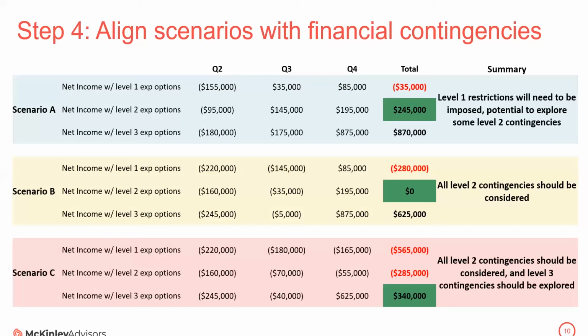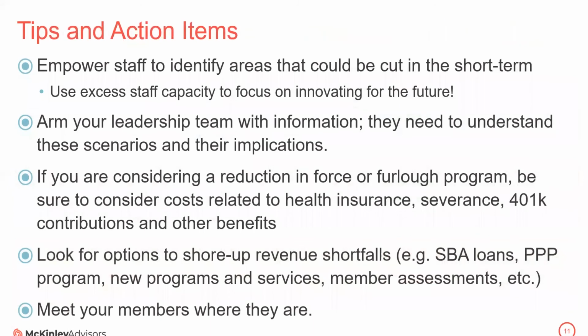So you start with level 1, and then if needed, you move on to level 2 and level 3. Again, based on what your tolerance is for risk and where you want to end up once we get through the end of the year. Okay, I'm going to hand it back over to Karli to go through some tips and action items.